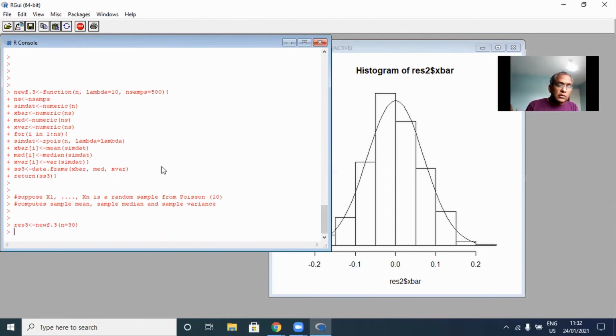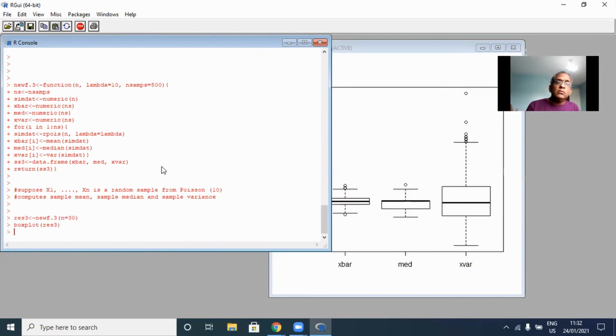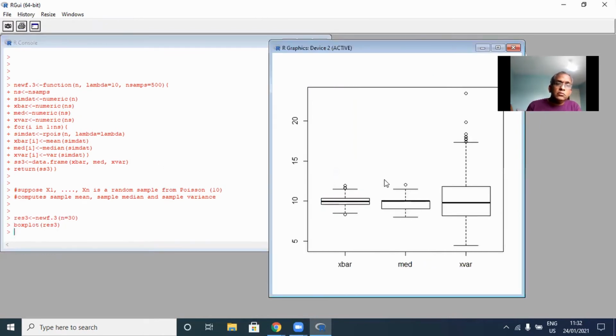Okay, and then you say box plot of S3. This is what you get, you see. So there are three box plots. The first one is for the sample mean, the second for the sample median, the third is for the sample variance. So it tells you how they are distributed. Looking at these three box plots, you see that the sample variance has large variability.